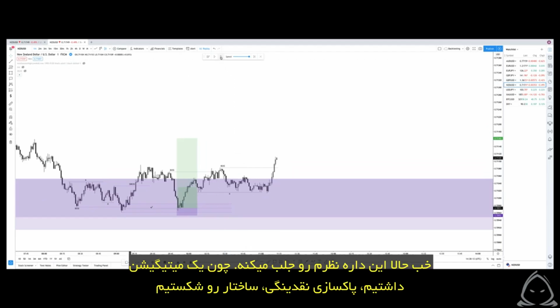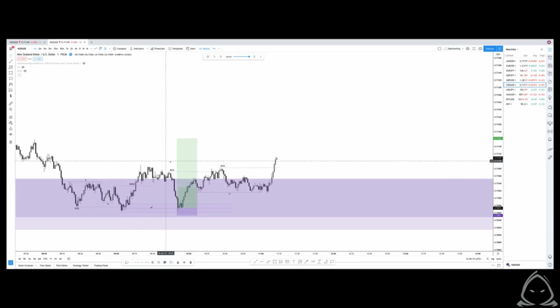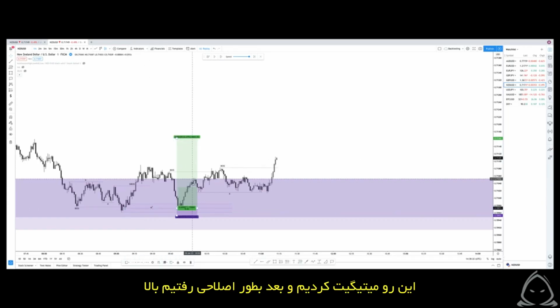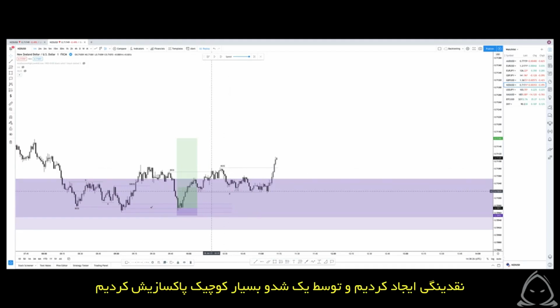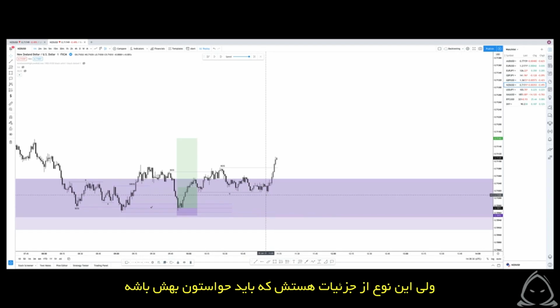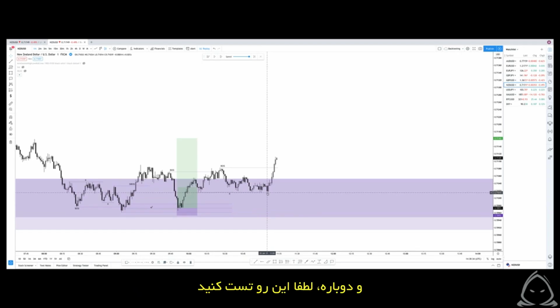So now this has got me thinking, okay, I'm interested, because we've had a mitigation here, a sweep of liquidity, we've broken structure, we've come back, we've mitigated this, we've then correctively gone up, weak break of structure, we've dumped some liquidity, and then we've swept these equal lows, only by the tiniest wick, but this is the sort of important detail you need to pay attention to. And again, please test this, but it's really powerful.